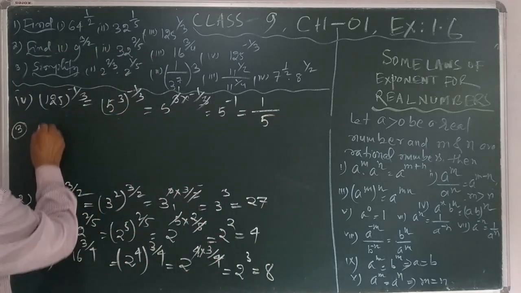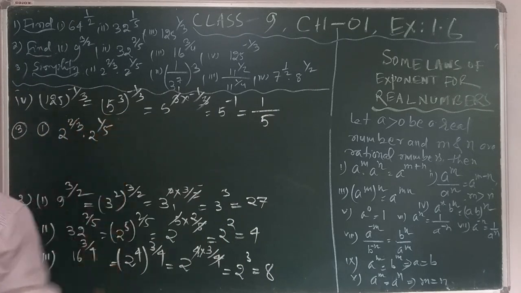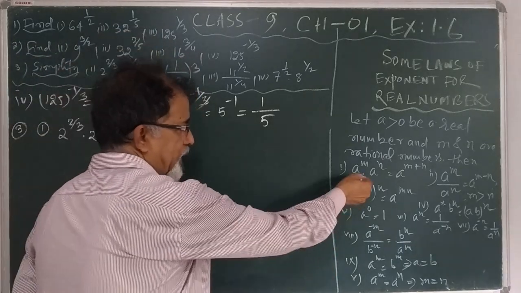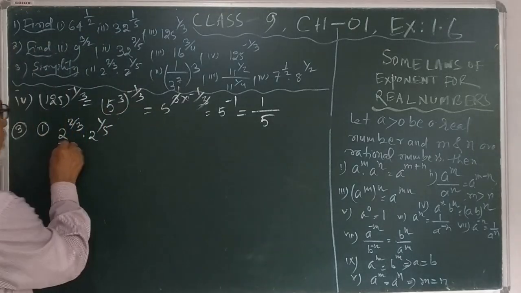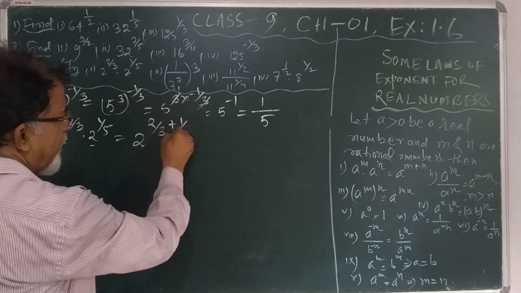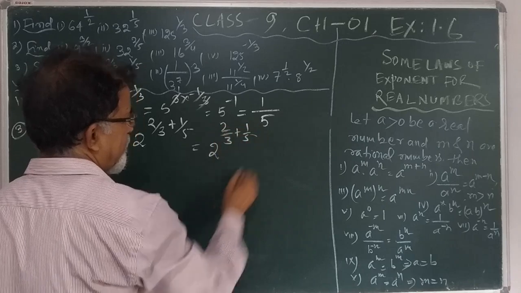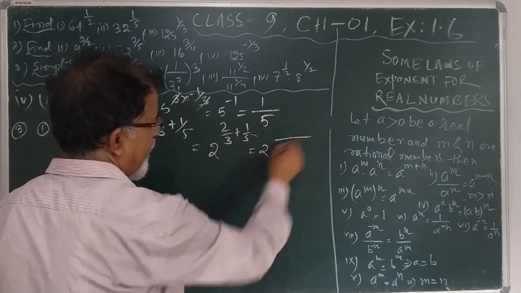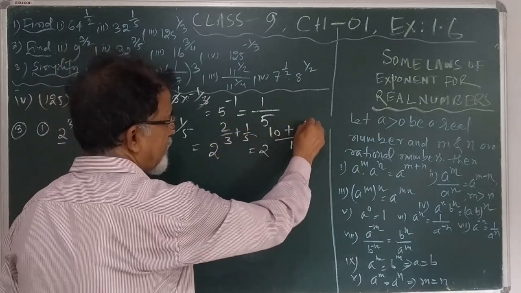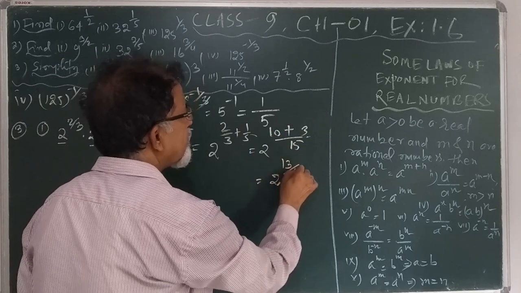Question number 3, 1: 2 to the power 2 by 3 into 2 to the power 1 by 5. I am going to follow rule number 1, bases are equal. Here 2 and 2 are equal, therefore 2 to the power 2 by 3 plus 1 by 5. That equals 2 to the power, LCM of 3 and 5 is 15: 5 times 2 is 10, 3 times 1 is 3, and therefore 2 to the power 13 by 15.